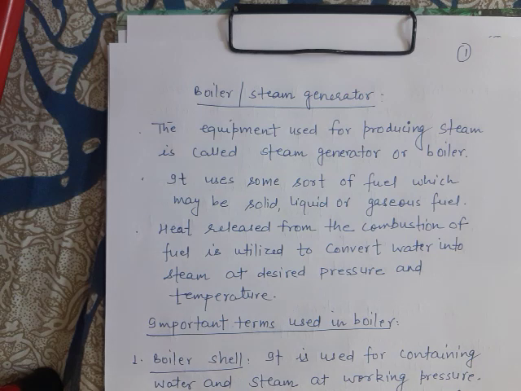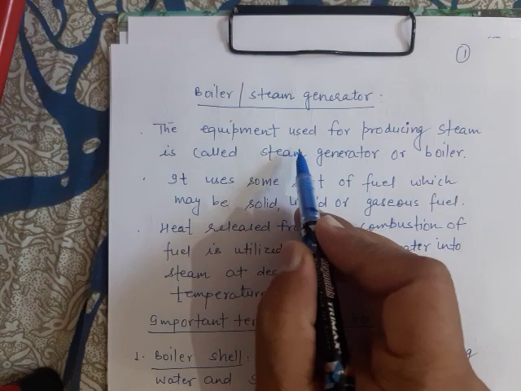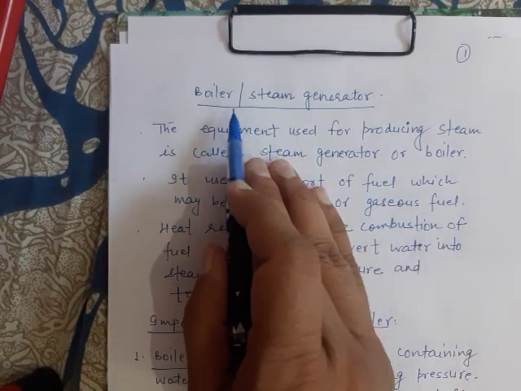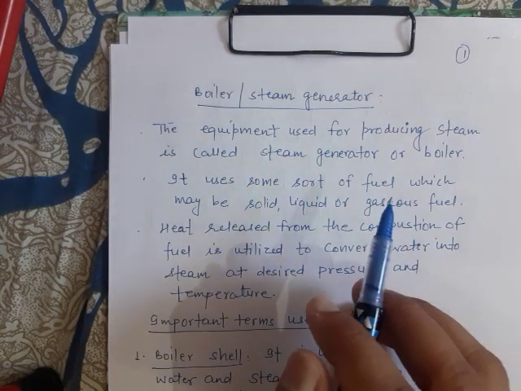Now, what is a boiler? The boiler is also known as a steam generator. Please note, the boiler is also known as a steam generator, and it is a device or equipment which is used for production of steam. Boiler or steam generator is a device which is used for production of the steam.